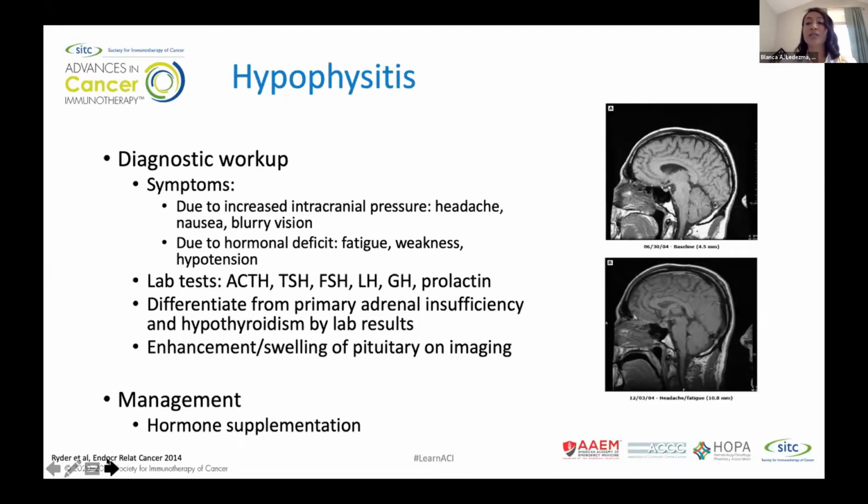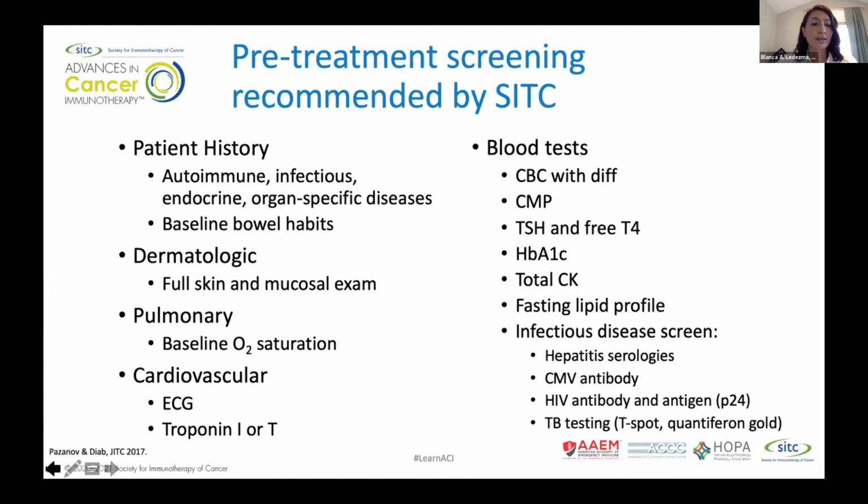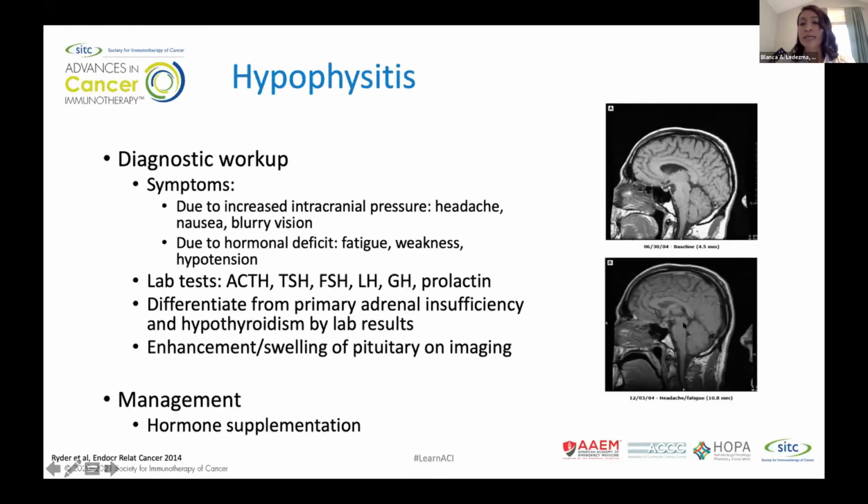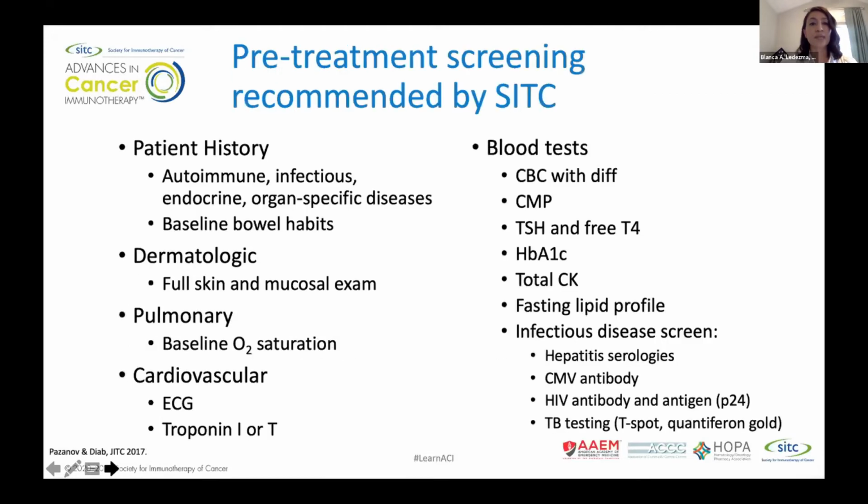Here we see a patient on the top right with image A, at baseline, where the pituitary is normal. And at image B, the patient presented symptomatically. Now we see that the pituitary is enlarged, and we understand why the patient is clinically symptomatic. Corticosteroids will help reduce the size of the pituitary, and the patient will have relief of symptoms.